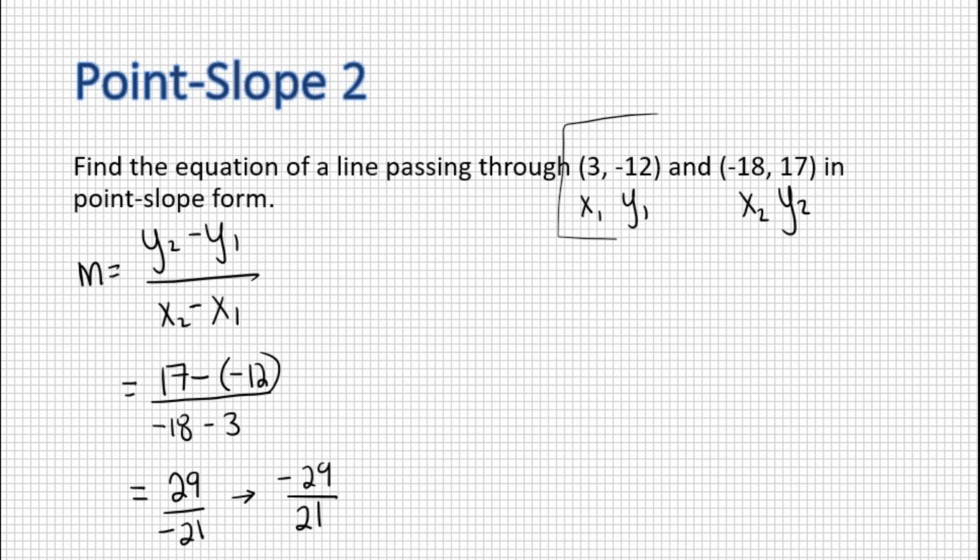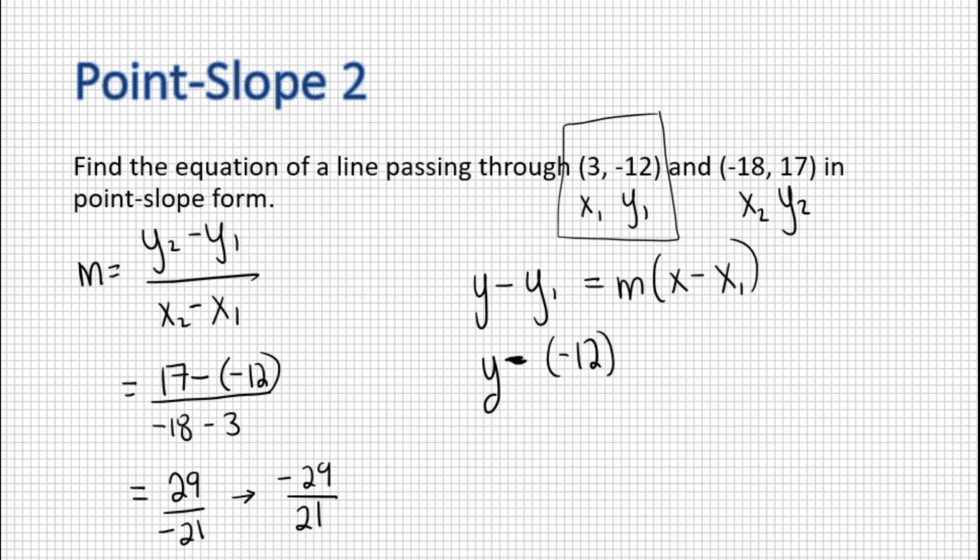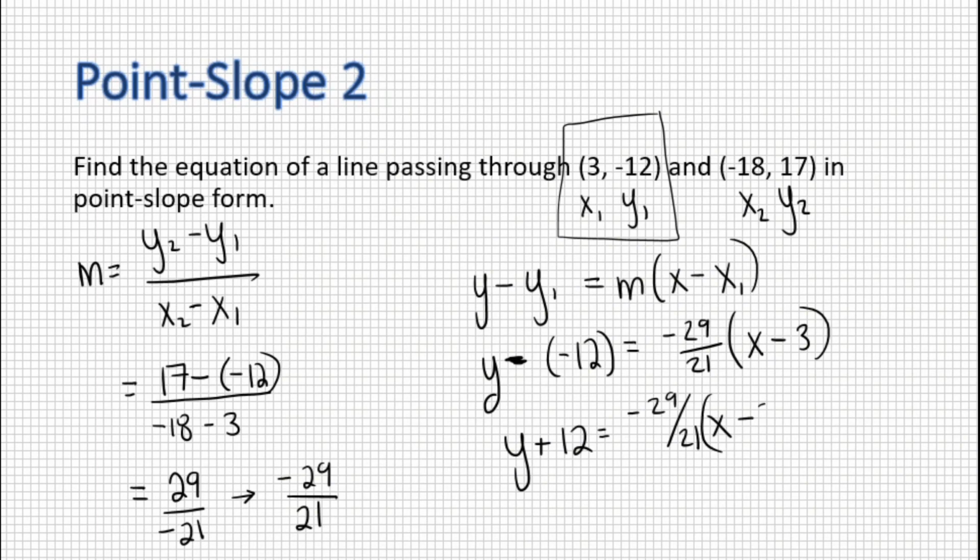Choose one of the 2 points. It doesn't matter which one. I'm going to use this one. If you are in point slope form, the equation is y minus y1 equals m times x minus x1, and we're just going to replace anything we found or can take. So, sorry, y minus -12 for y1. We just found the slope to be this lovely fraction. And then x minus 3, and just dealing with that double negative. Done.